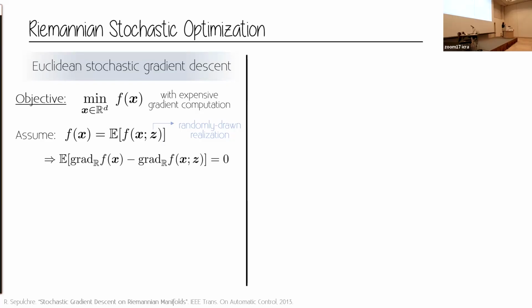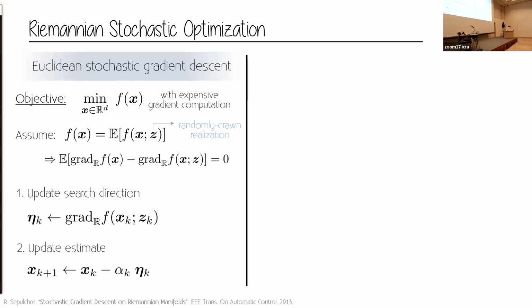Then the stochastic gradient descent works similarly to gradient descent. We first update the search direction by using the gradient of a randomly drawn realization, and then we update the estimates, and we iterate those two steps over and over again.